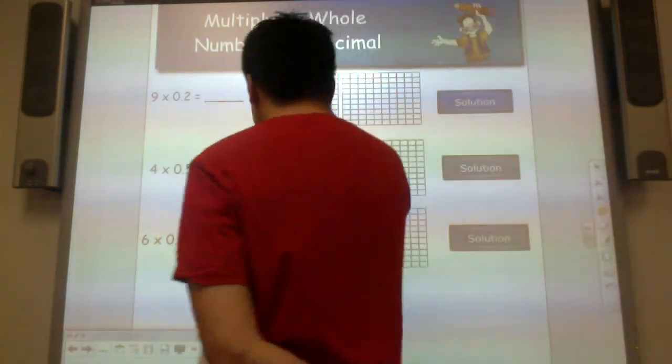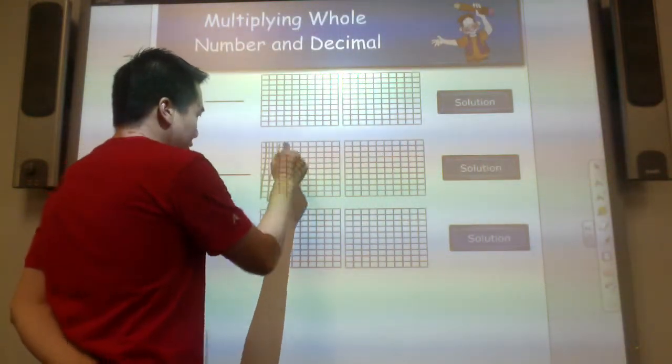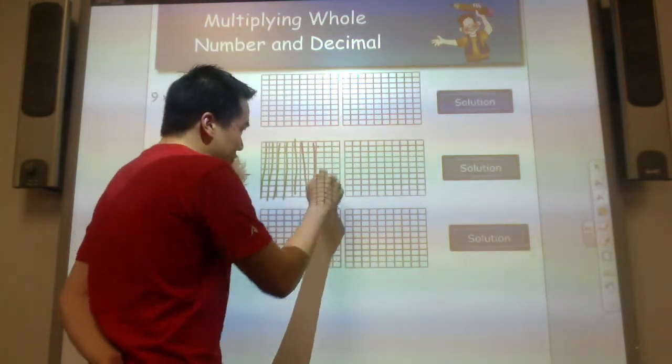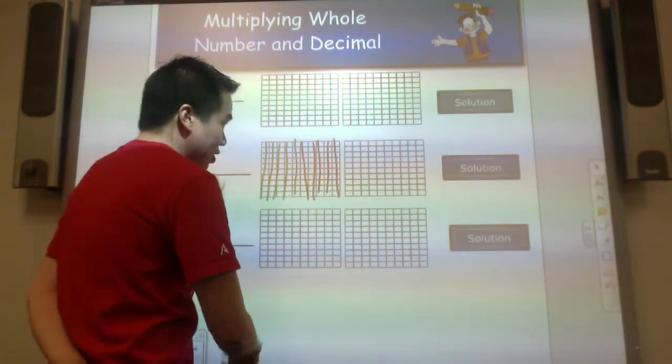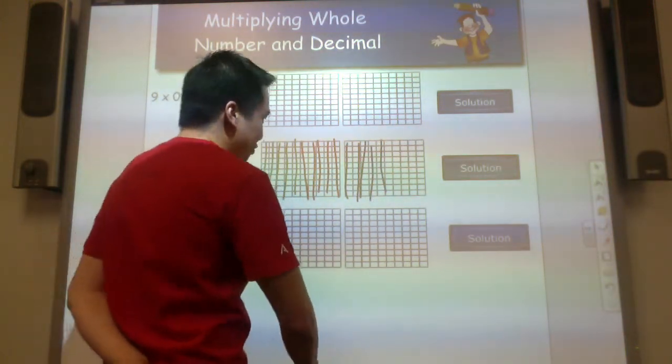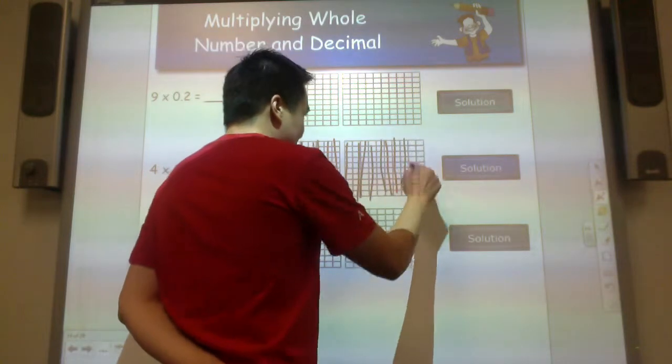So let's shade it. This is 5 tenths. 1, 2, 3, 4, 5. 5 tenths. That's the first group. Here's the second group of 5 tenths. This is the third group of 5 tenths. And this is the fifth group of 5 tenths.